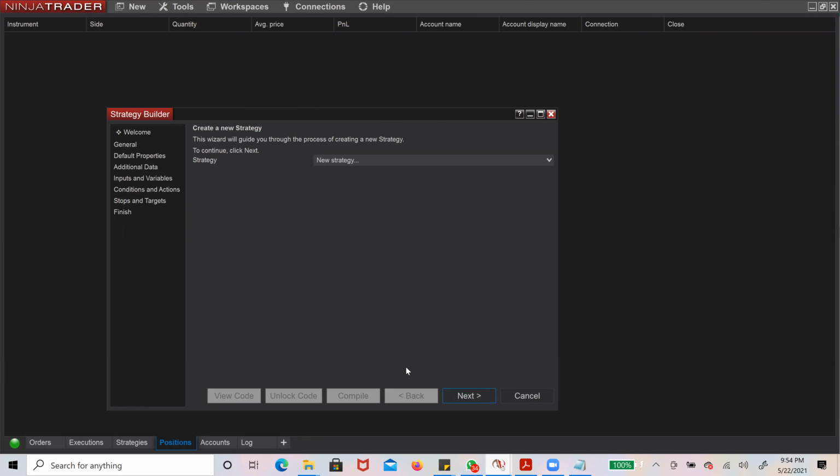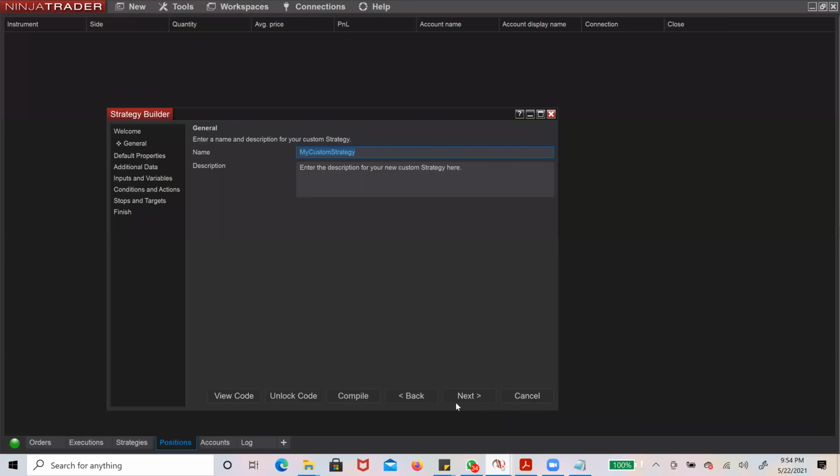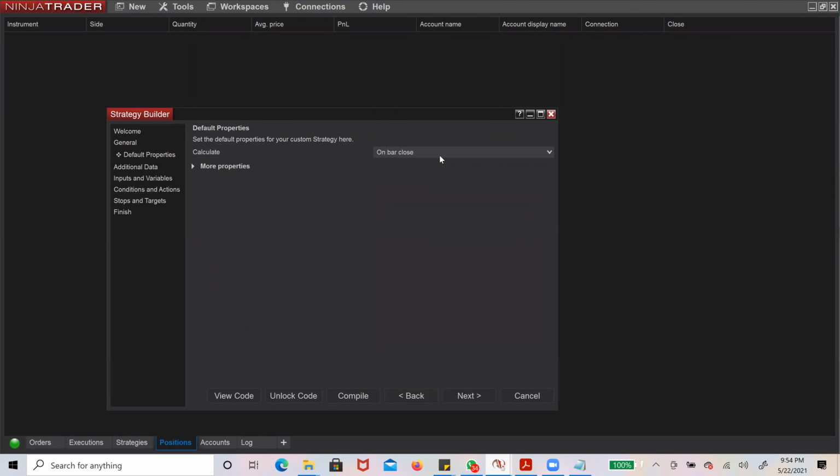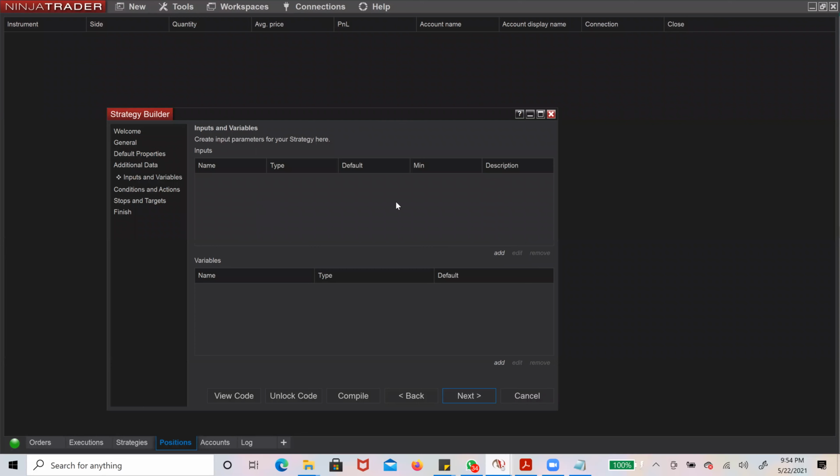Yes, go for it. Next, what do you want to name it? Whatever name you want. And what do you want to do? On bar close, absolutely on the bar close, not in the middle of the bar, not on each tick or anything. Every time the bar closes, my strategy has to exit, and then you can customize your additional data and so on. This is where your input variables are.